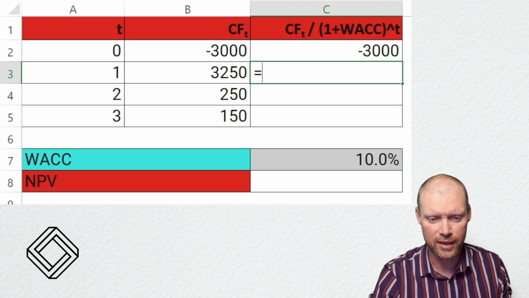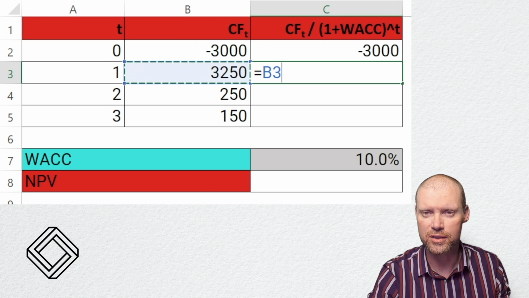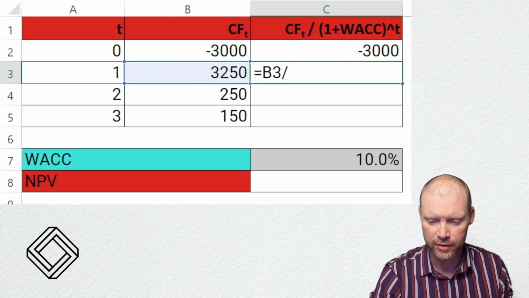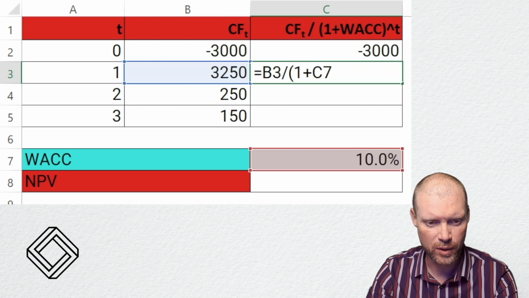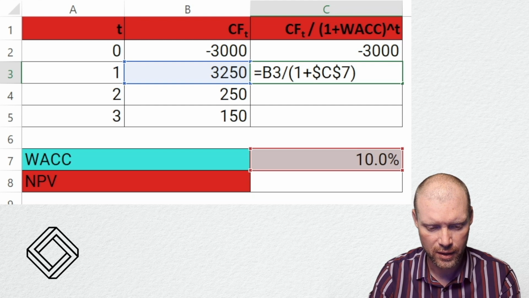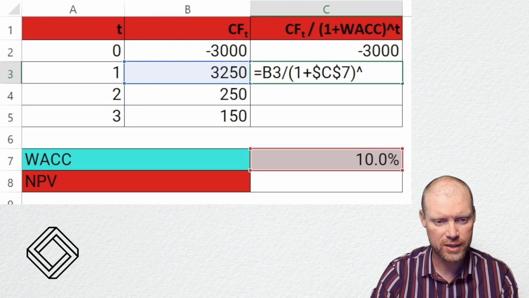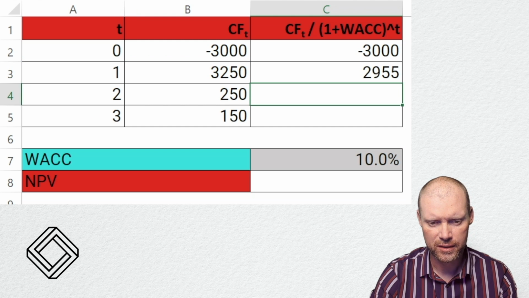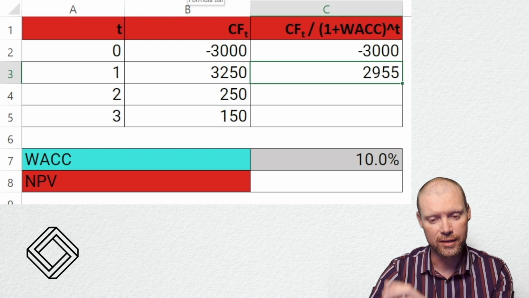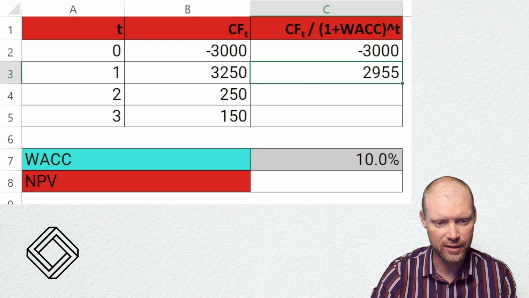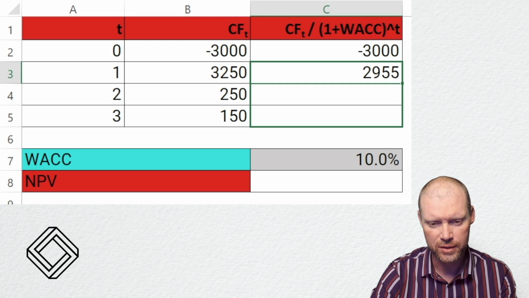However, for the second cash flow and all the subsequent cash flows, we need to say the cash flow value and divide by, in brackets, 1 plus the, we're going to dollarize that, 1 plus the weighted average cost of capital, and then raise this to the power of t. And that means the second cash flow will be 2955, but we were being very smart here. We just dollarized the weighted average cost of capital in this cell here, the C7. The remainder, we should be able to now just drag them with this bottom right square, and this will calculate the values for us.